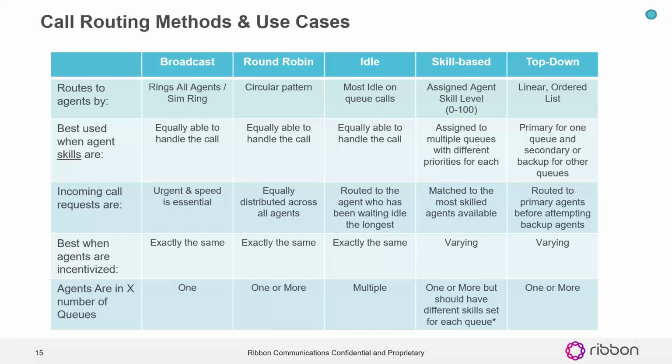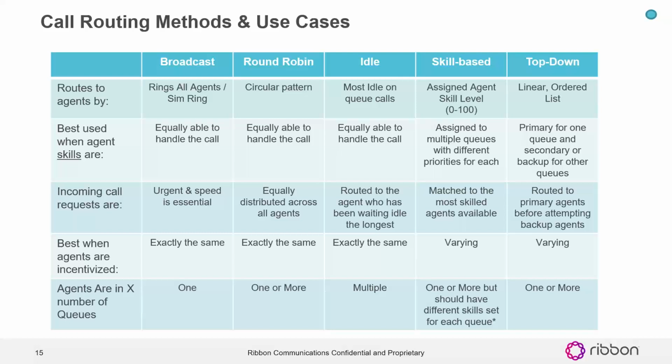So it could be that broadcast might be the better way, because you're going to ring every single agent. You're not going to try this one, and if they don't answer, then try this one. If they don't answer, then try this one. You're just going to ring them all. So that would be more urgent requests. Those in round robin would be an equal distribution across everybody.